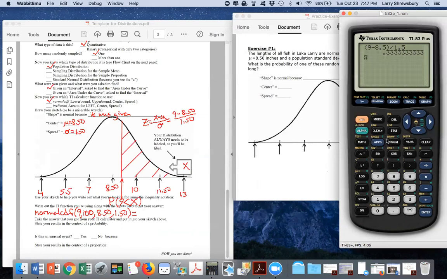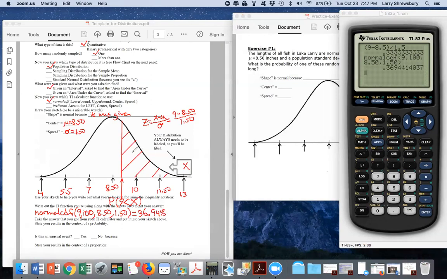So let's finish the job here. Second vars 2. And put in our 9, something big for the upper bound, population mean, and our population standard deviation. And I should double check, make sure I didn't punch something in wrong. Looks good. And there's our answer. So let's put that in. So it's 36.94%.